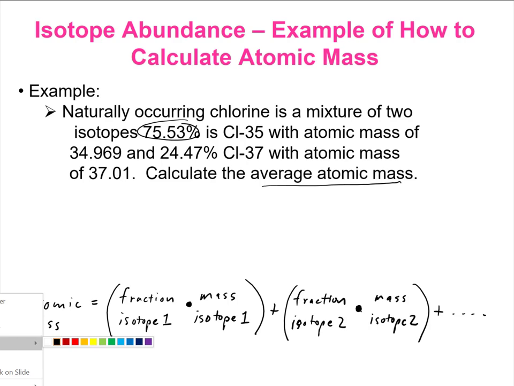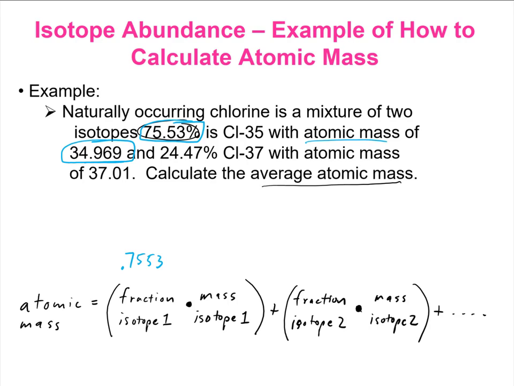Okay, so this number right here, the 75%, matches with this isotope. So we're going to call this 0.7553 times 34.969. And then we're going to take this percentage for this isotope and multiply it by this mass. So we're going to go 0.2447 times 37.01. Okay, and then you could do this in your calculator.